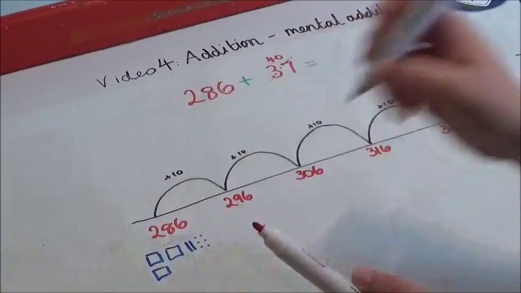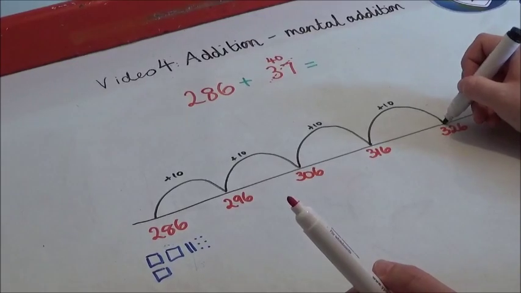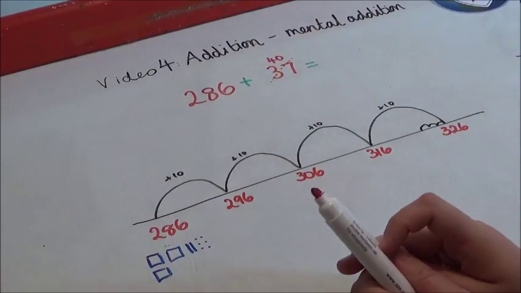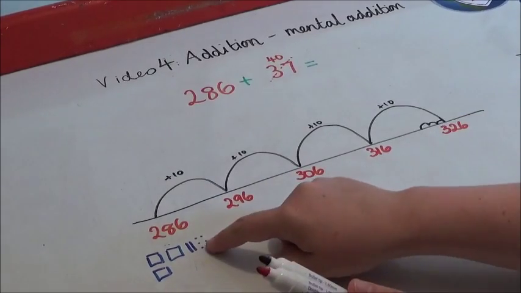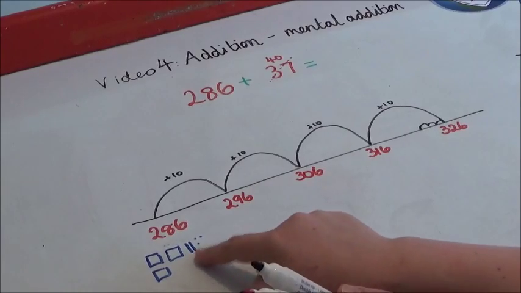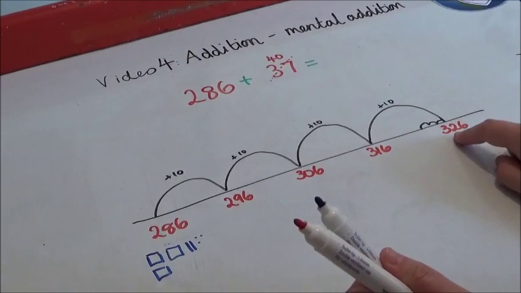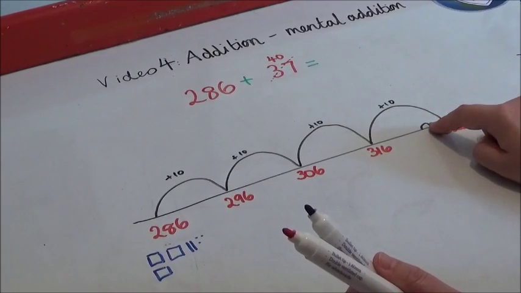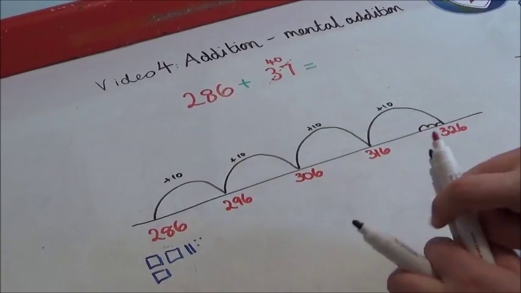So what I'm going to do with my fluency method is to now take off 1, 2, 3 of those units. So 1, 2, 3 of those units, I can see I've got 323. Let's double check. 326, 325, 324, 323.